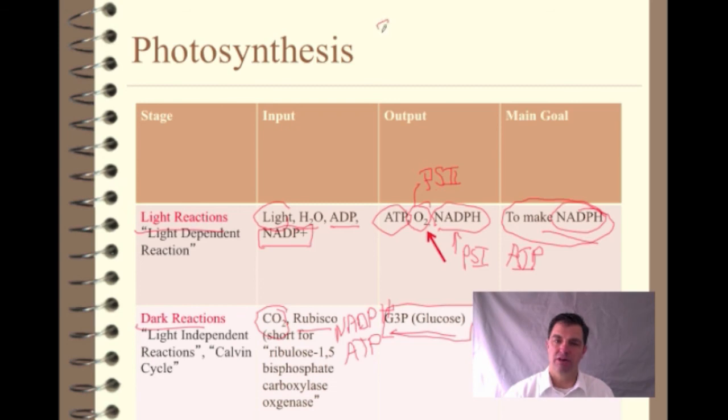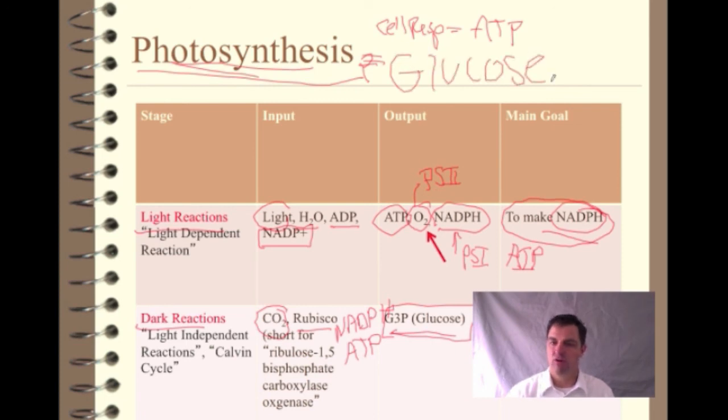So in cellular respiration, the main goal was to produce ATP. In photosynthesis, my main goal is to produce glucose. And once again, plants do both cellular respiration and photosynthesis.